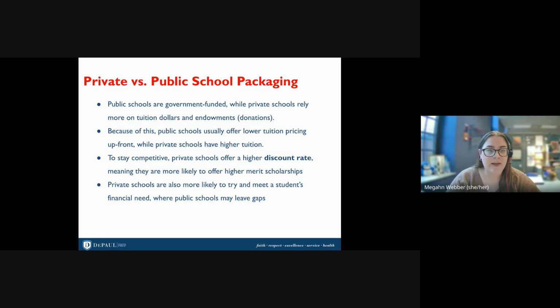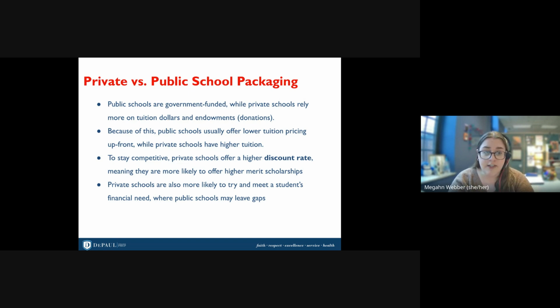So, obviously, because private schools are functioning with less federal or state aid, they have to charge more, right? They rely on those tuition dollars to keep the school operational. So, they need to charge a little bit more in terms of that tuition. So, if you're just looking at the numbers, private schools are going to look more expensive than public schools because those numbers are going to be offset.